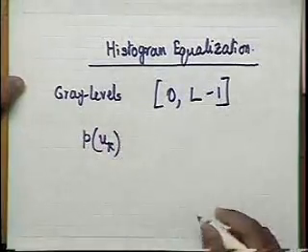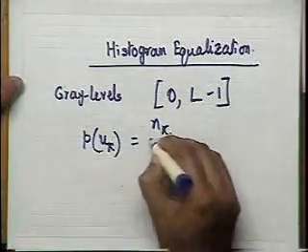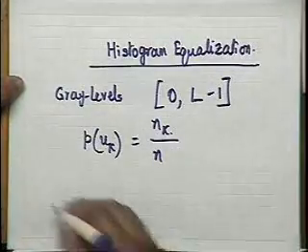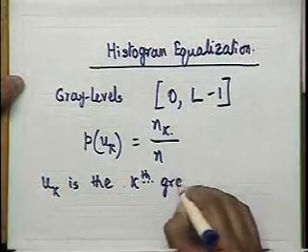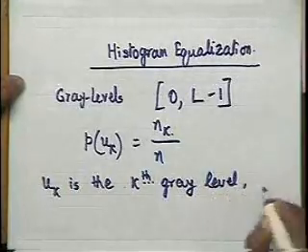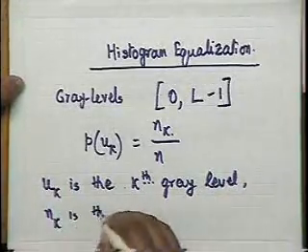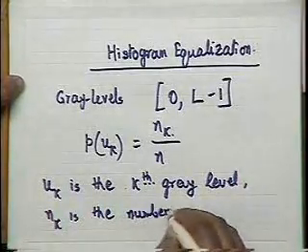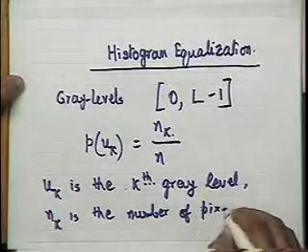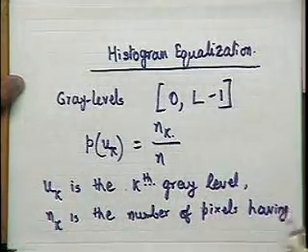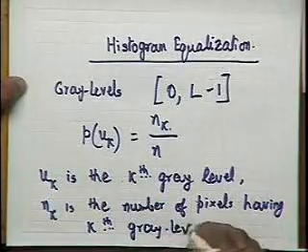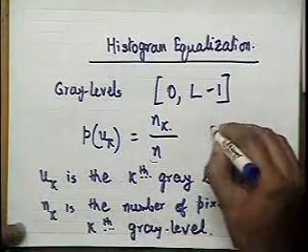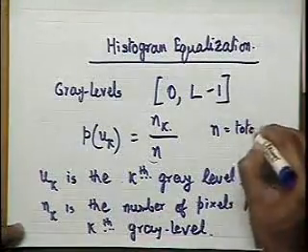I will write it as follows: P of uk equals nk divided by n, where uk is the kth gray level and nk is the number of pixels having the kth gray level. What is this n, the denominator term? The denominator term n is the total number of pixels.